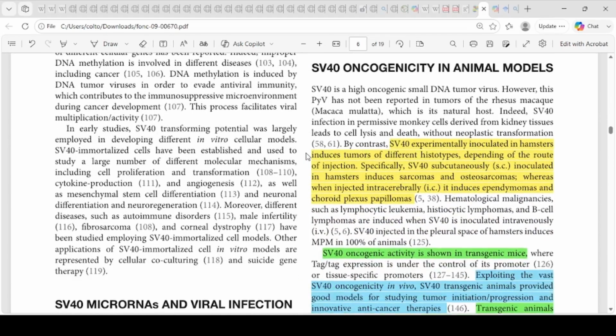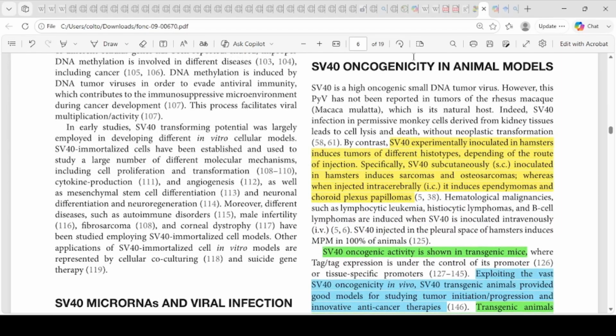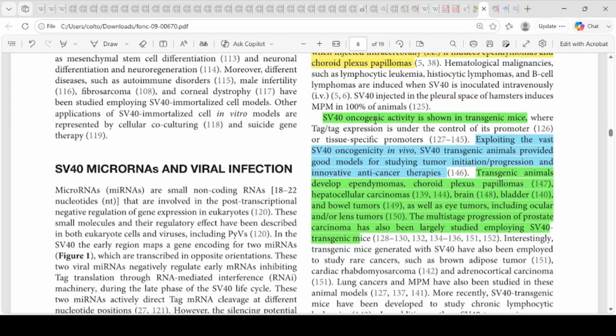So we're going to skip down and we're going to talk about the animal models that have tested this. Okay, so as they said in the introduction, there's been a lot of animal studies that have shown that if you inject animals with simian virus 40, it causes cancer. So for example, they say when SV40 is experimentally inoculated in hamsters, it induces tumors of different histotypes depending on the route of injection. So then they talk about like different types of cancers that it can cause if it's injected into hamsters. All right, they also say that it's known to cause cancer in mice. In fact, it's so oncogenic, that means cancer causing, in mice that it's used to study cancer in mice.